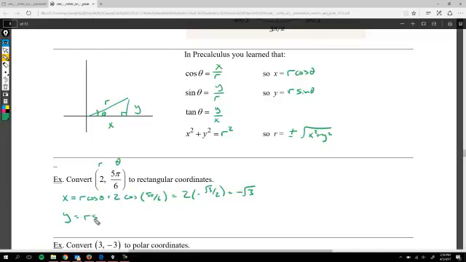y is r sine of theta. So in this case, again, 2 is my r. I have sine of 5 pi over 6 this time, which is 1/2, so 2 times 1/2, which is 1. So my rectangular coordinate would be negative square root of 3 and 1.